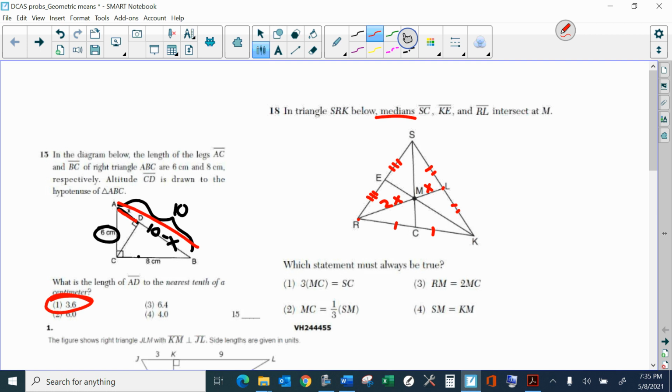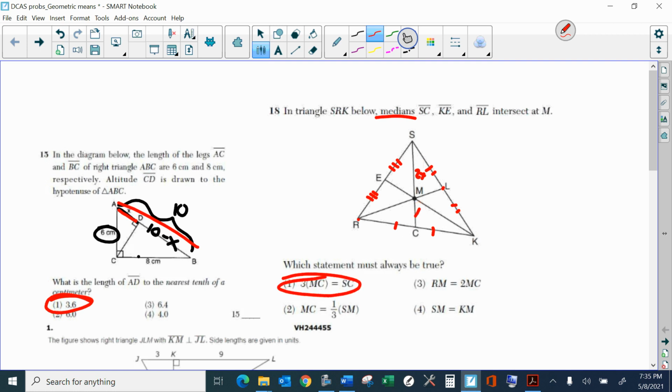Which statement must always be true? 3 times MC. Okay, so we're talking about MC, so this is the shorter one, so X, and this is going to be 2X. 3 times MC equals SC. Well, SC is the whole thing, right? That's 3X. 3 times X is 3X, so that is true.